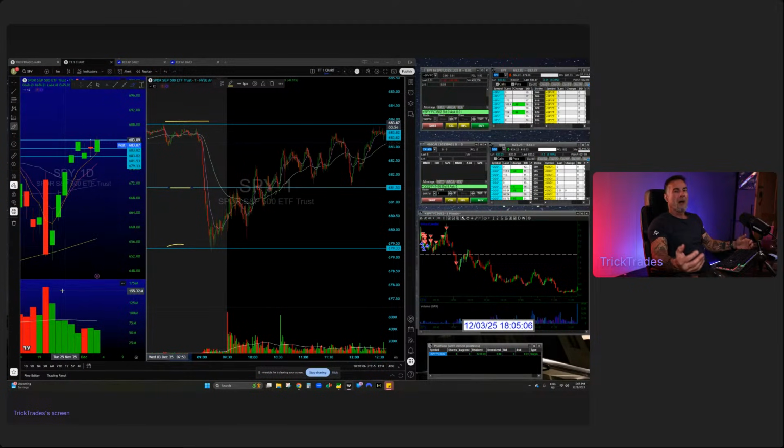When we open up, it'll have no choice but to test one of these three levels. And I know that might sound a little goofy and super obvious, but for a lot of people, it's not obvious. It has to test one of those levels, and it will test one of those levels, and you will receive a reaction at one of those levels.